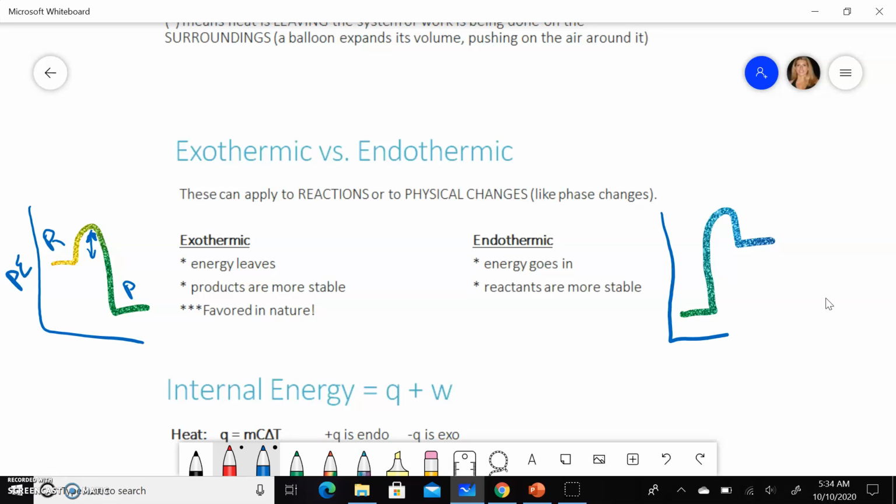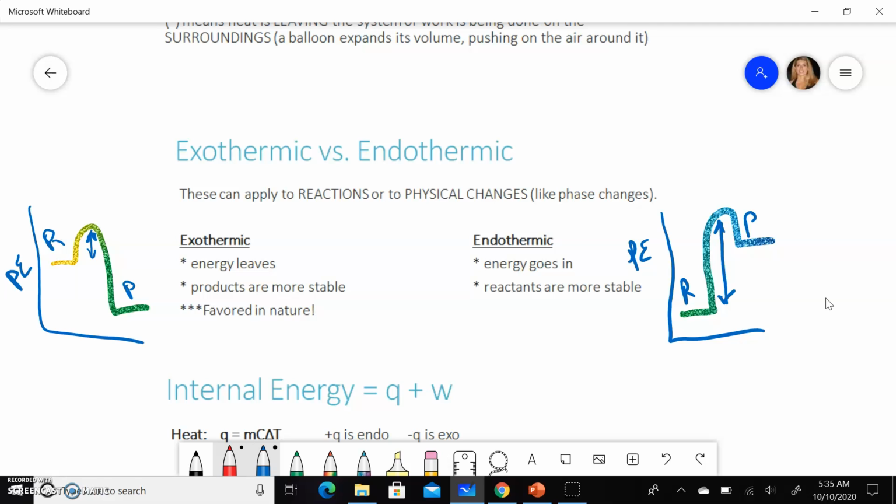If you take a look at endothermic, notice that our activation energy is a whole lot higher, and the products are at a higher energy state than the reactants. So there are other forces that are involved. Sometimes endothermic reactions do happen. This would be something like a cooling pad. If you're an athlete and you have a sore muscle, and you break the seal and it gets really cold, a cold pack to put on your muscles, that's an endothermic reaction.